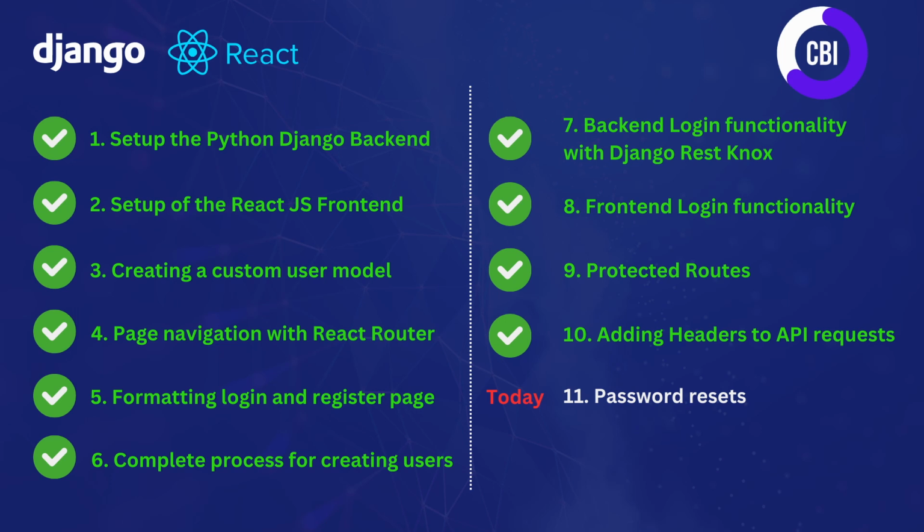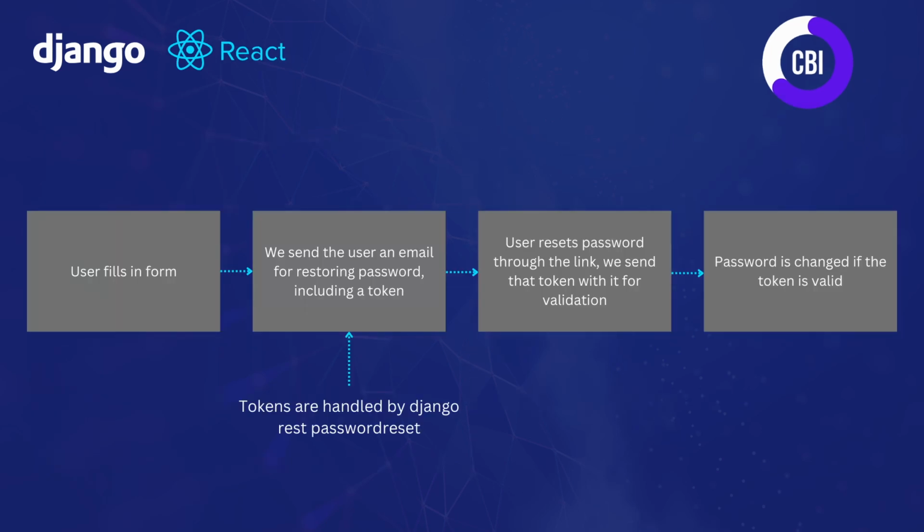Now you can see right here that we've already done a lot of videos in this series. Some of them focused on the setup, others on registering users, and also on logging in and protecting our APIs. It would be great if you go back and watch those, but you don't actually need these to follow along with this video. Now in this video, we're going to be using Django Rest Password Reset to enable password resets for our users. And I'm going to start with a very brief explanation of what this process actually looks like.